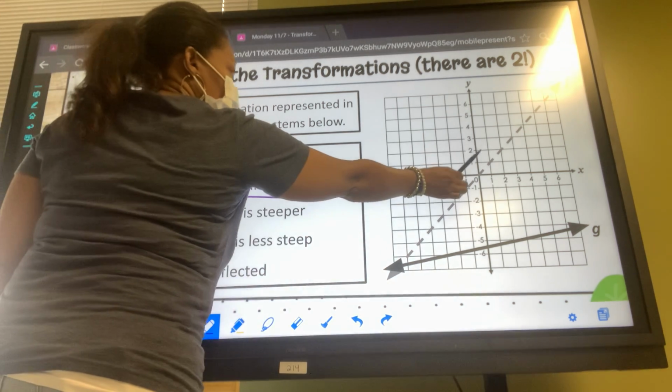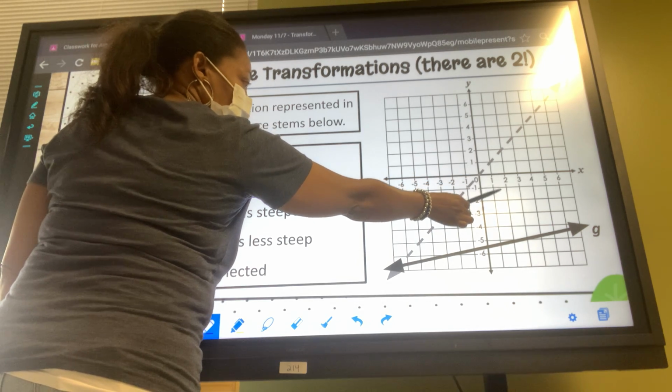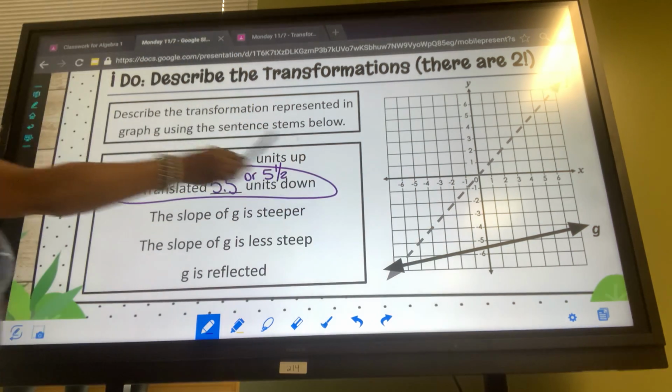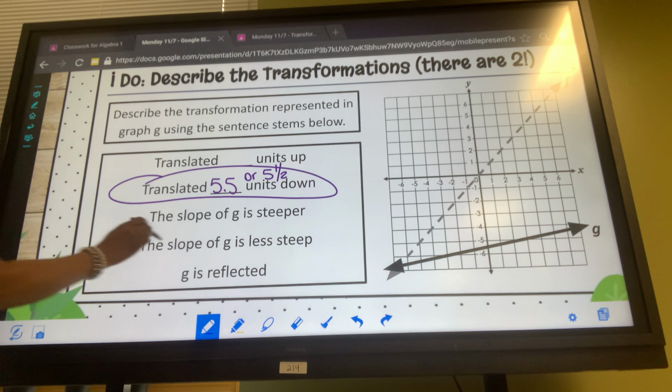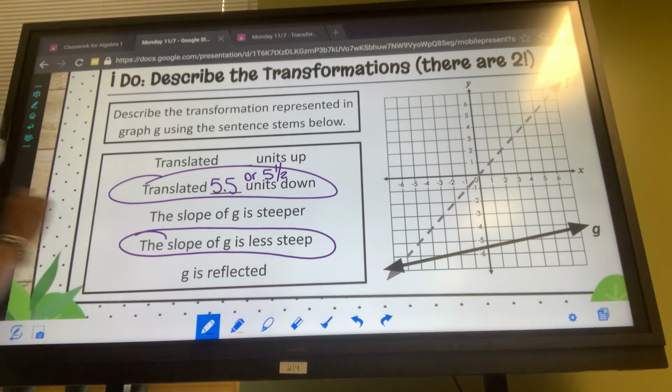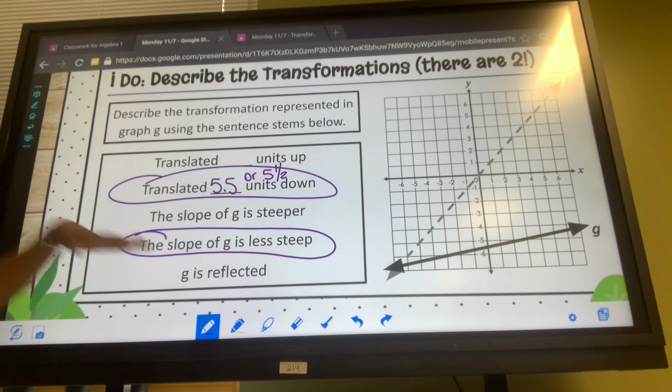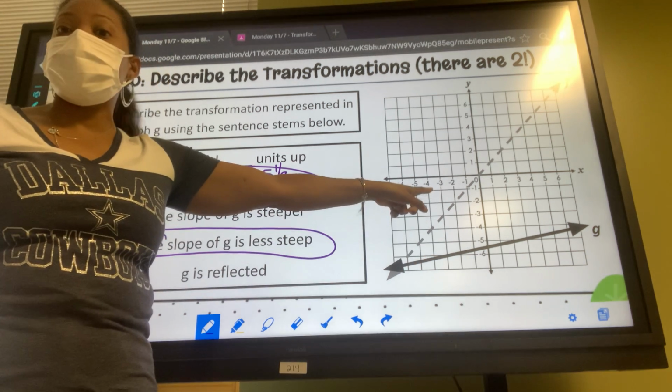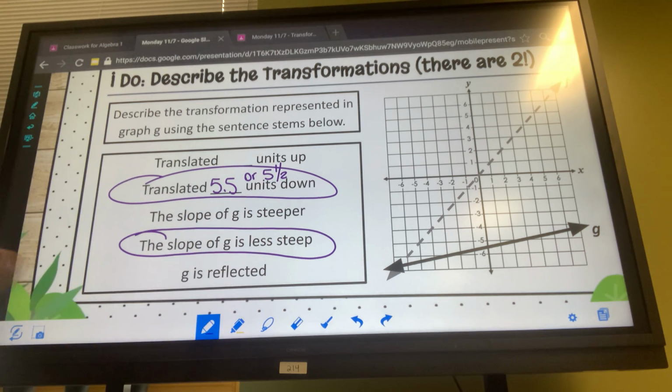Now this time it went from here and it just laid down, so it is less steep. Remember, the flatter the line is, the less steep it is. The higher it looks like it's going up, the more steep it is. We can easily see that this line is flatter than this line. So it's less steep.